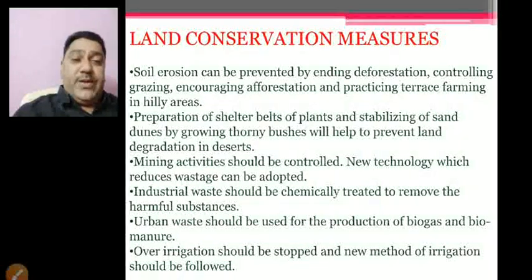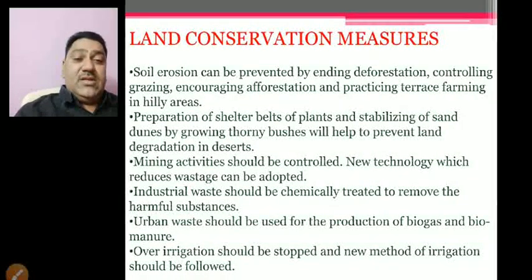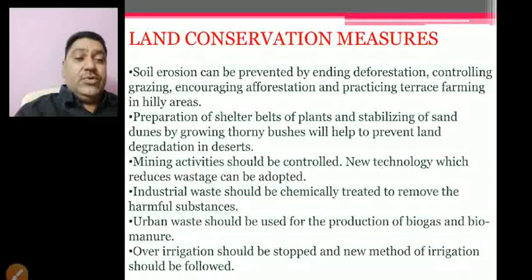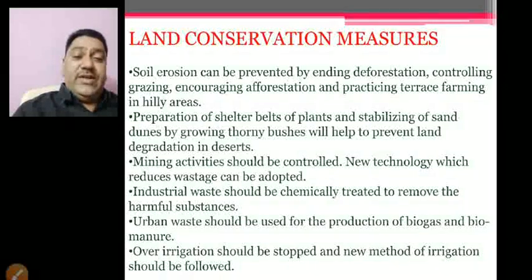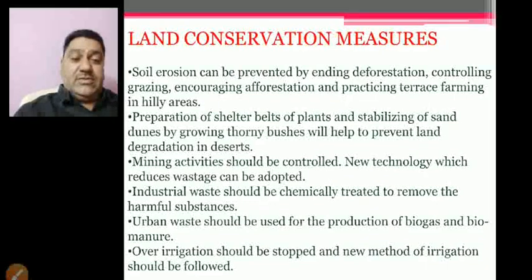And when we operate the industries, definitely some waste is generated, especially chemicals and wastewater. So these should be properly treated, and we should remove the harmful substances, and then release these effluents into water bodies like rivers.